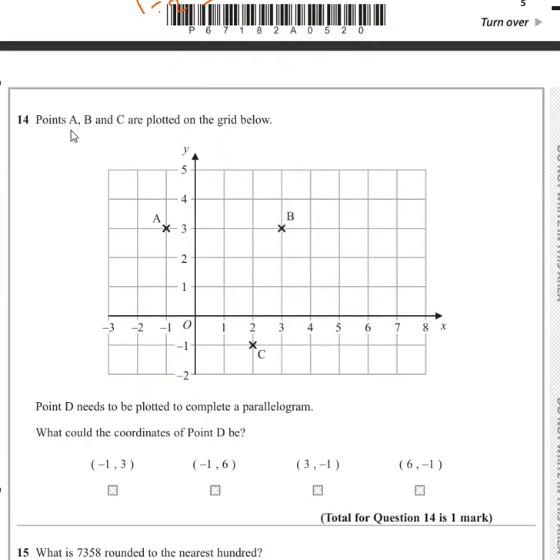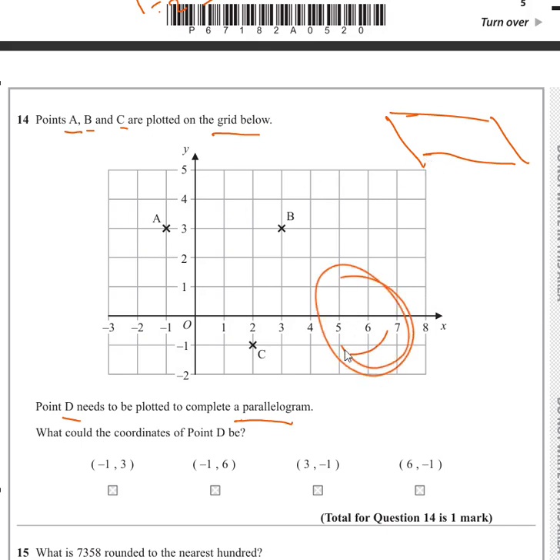Now in 14 here, I have point A, point B, and point C plotted in the grid below. So point D needs to be plotted to complete the parallelogram. Parallelogram is like this, okay? And for us to find the shape, that means we have to find a point right here, somewhere here, I don't know where. So first of all, we just have to check the points that we already have. So I have -1, 3, so -1 and then 3. Well, that's already a point, so that's not the one we're looking for.